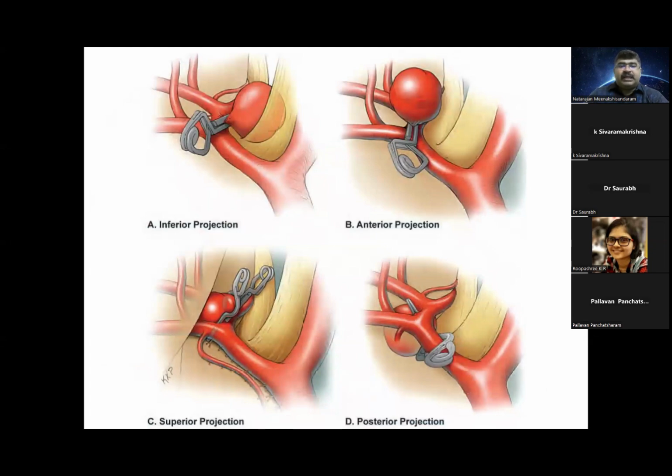So this is how the clipping appears for the various projections: for the inferiorly projecting aneurysm, for the anteriorly projecting aneurysm, for the superior projections, and for the posterior projections.